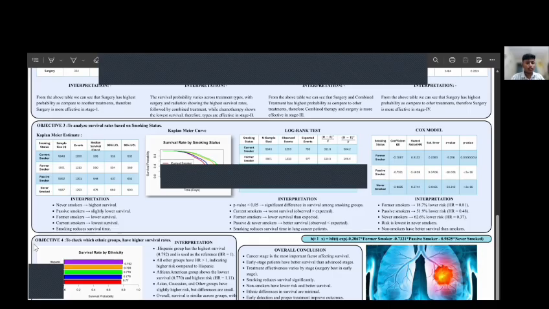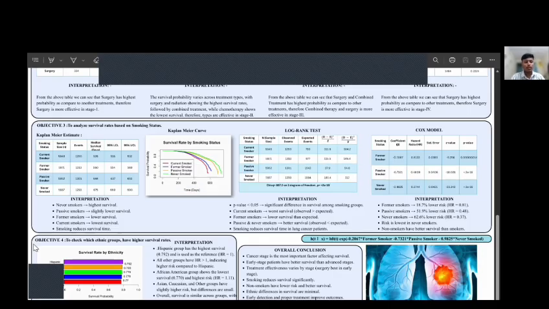So here is our fourth objective, to check which ethnic group has higher survival rates. So we can see Hispanic, other, Asian, Caucasian, American. These are the types of ethnic groups. Hispanic means people who speak Spanish. Others and Asian mean Indian, African, Chinese, Japanese, and Caucasian means people who speak English. And the fifth one is American and African.